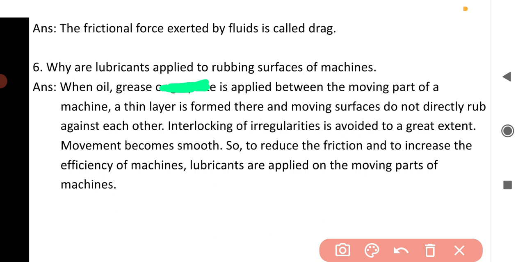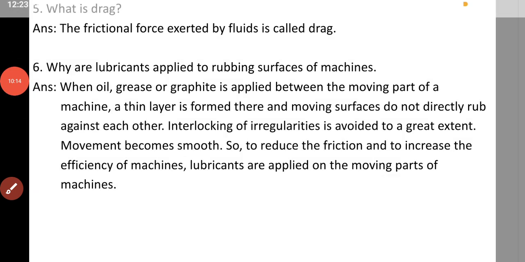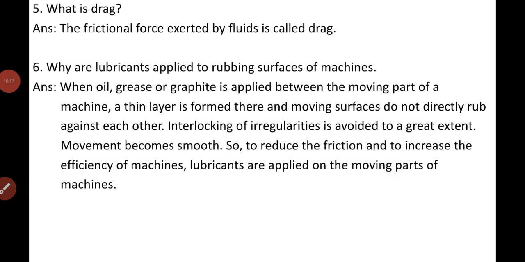Then the movement becomes smooth. If movement becomes smooth, then the friction will be reduced. So as to reduce the friction and to increase the efficiency of machines, lubricants are applied on the moving parts of the machines. Clear? Remember, so as to reduce the friction and to increase the efficiency of machines, lubricants are applied on the moving parts of the machines.